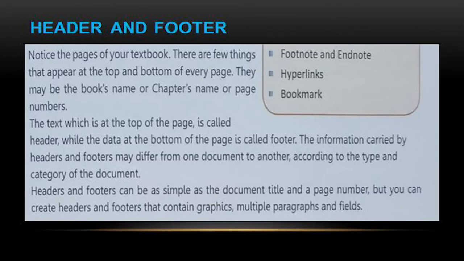Our first topic is header and footer. What is this header and footer? Notice the pages of your book or textbook, any book. There are a few things that appear at the top and bottom of every page. They may be the book's name or chapter's name or page numbers. The text at the top of the page is called a header, while the data at the bottom of the page is called a footer.